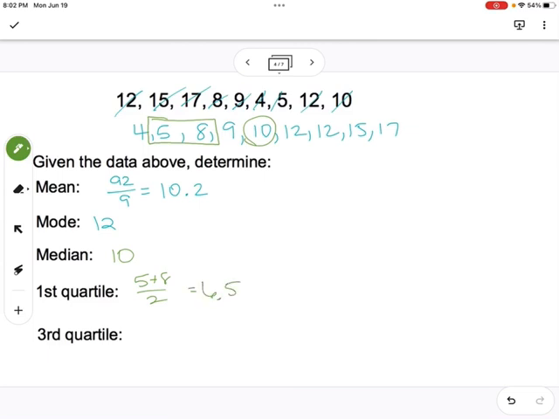And dividing the second half, so our third quartile is using the 12 and the 15. So 12 plus 15 divided by 2 gives us 13.5. Okay, so that's how we find our different values when we're given a data set.